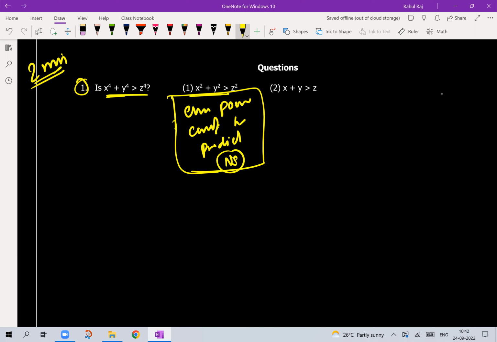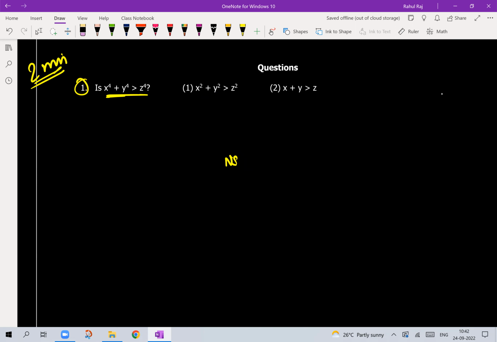But what exactly do you mean by even powers cannot be predicted? That should be well understood by you. So you simply can't say this is not sufficient. The whole point is I need to prove is x to the power 4 plus y to the power 4 greater than z to the power 4. And how do I need to prove this? Because I know that x square plus y square is greater than z square. Now, when you know that x square plus y square is greater than z square, will you be in a position to say x to the power 4 plus y to the power 4 will be greater than z to the power 4? Yes or no?